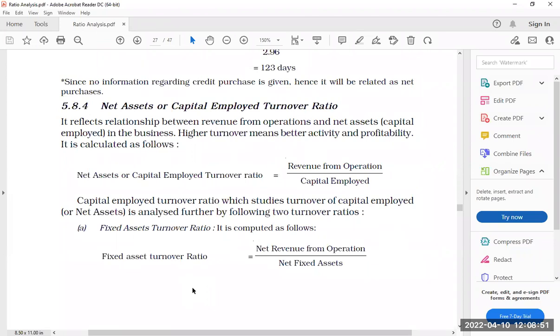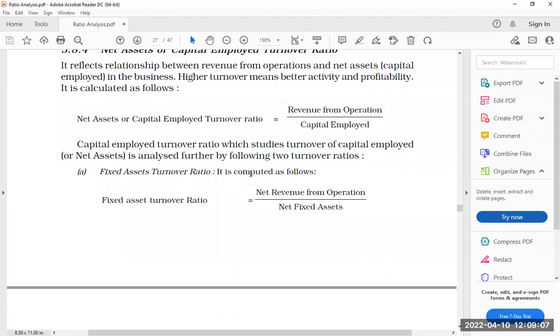The formula is sales divided by capital employed. Revenue from operations means sales. Sales divided by capital employed is the formula to calculate the net asset turnover ratio. Suppose capital employed is 1 lakh and revenue from operations is 5 lakhs. Take an example: 5 divided by 1, the answer is equal to 5.